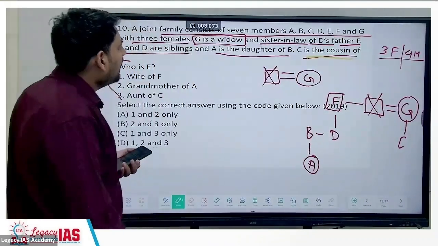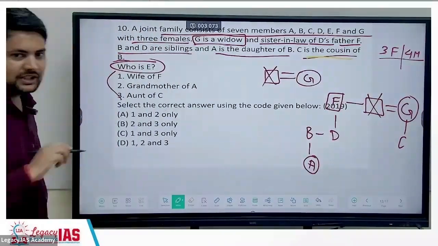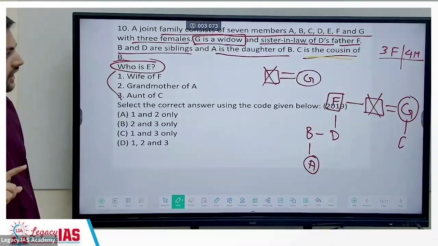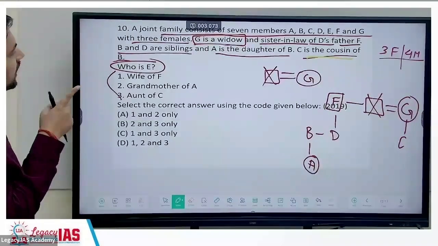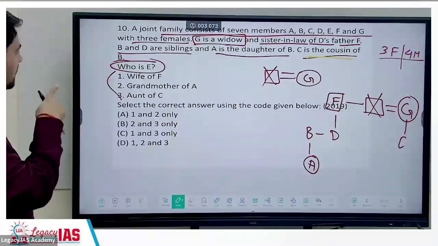Now, who is left? I think E is left. Who is E? Wait. This much you understood? Now what we have to do is find where E can be. Now look, there are three females. G is a widow, sister-in-law, that much we have done. A is daughter. C is the cousin of B.